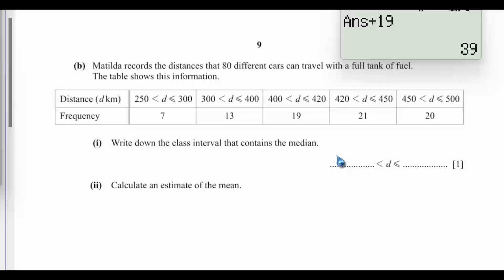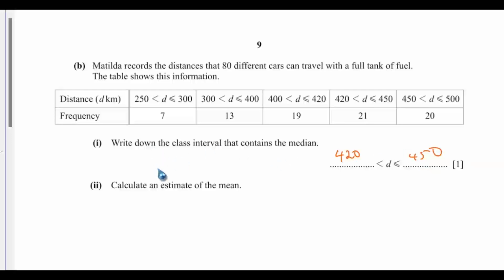So it will be this class: 420 less than d less than or equal to 450. Calculate an estimate of the mean. An estimate of the mean will be summation fx over summation f, that is the addition of the products. You know the sum of the frequencies is 80.